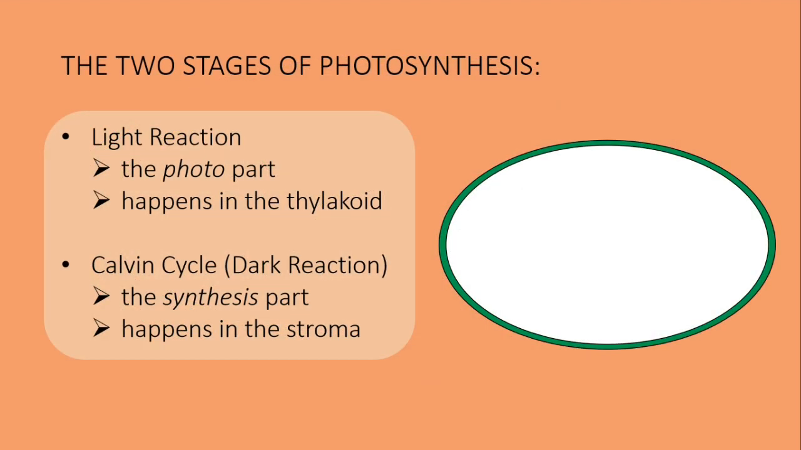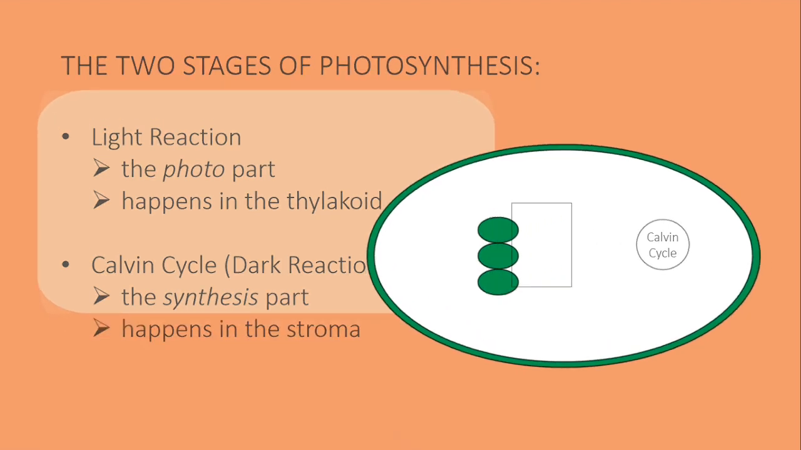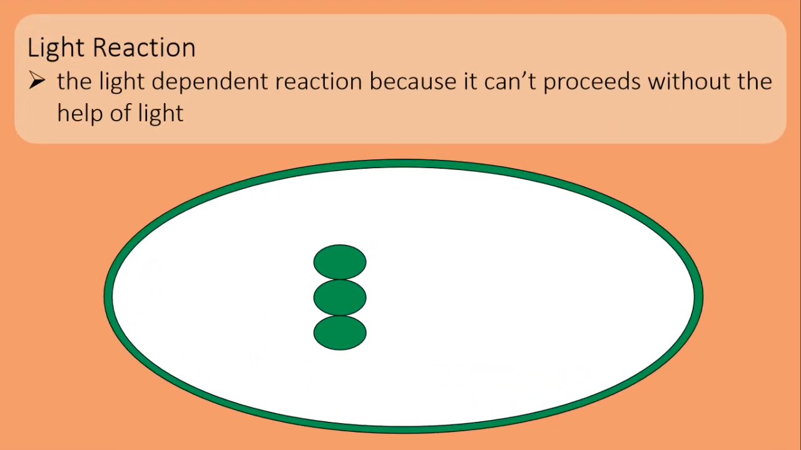There are two stages of photosynthesis. First, light reaction, the photo part. It happens in the thylakoid. Second, Calvin cycle, also called dark reaction, the synthesis part, which happens inside the stroma. Light reaction, or the light-dependent reaction, is so called because it cannot proceed without the help of light.